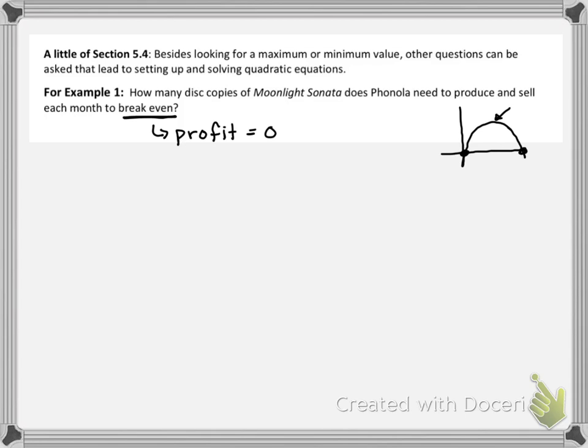So I have to remember my profit function. 0 equals negative 0.0004x squared plus 8x. Did I get that right? Yep. Okay. And when there's decimals involved especially, I strongly recommend that you just use the quadratic formula to solve this.